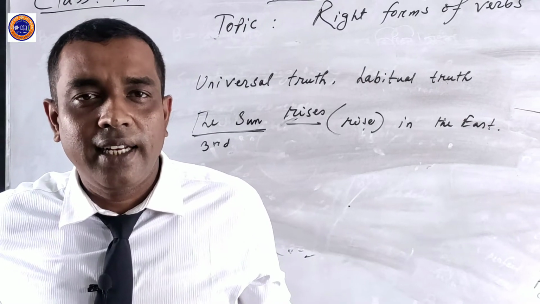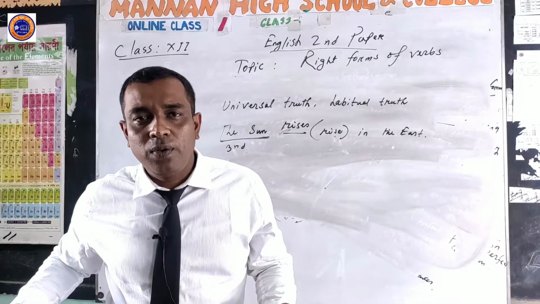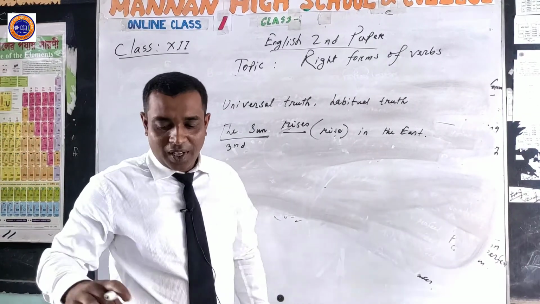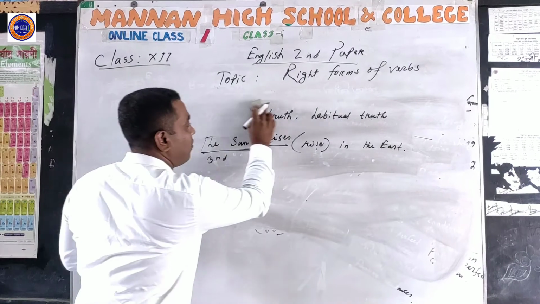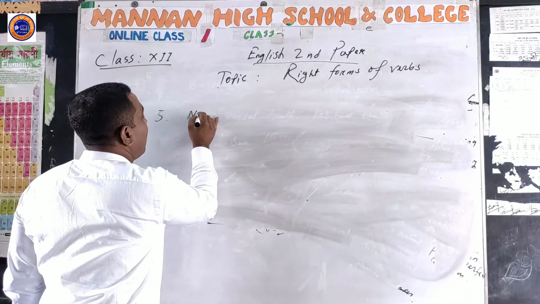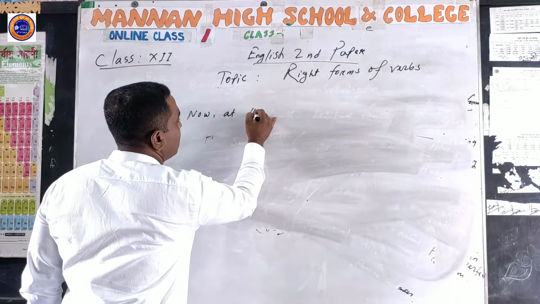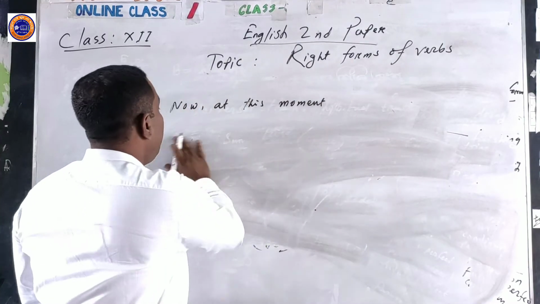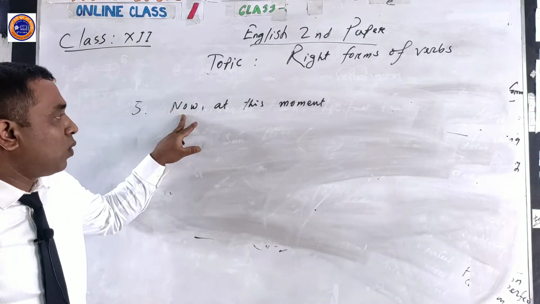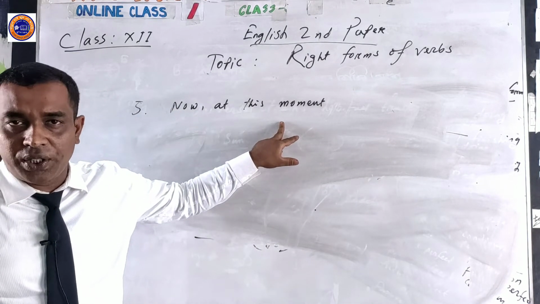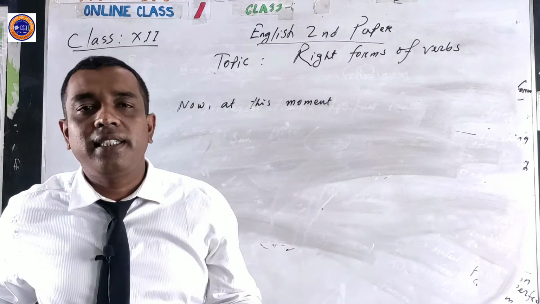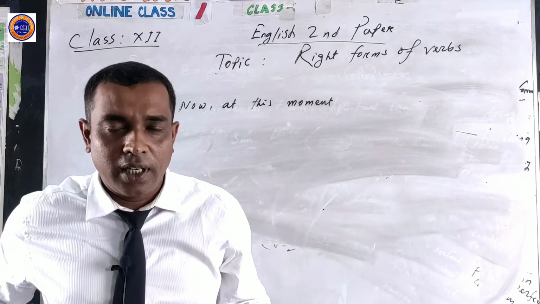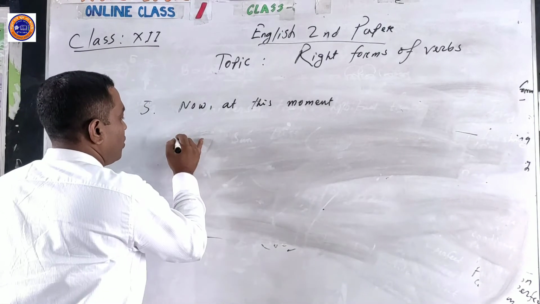And if you don't understand, try to go back to the lectures and try to understand this. Okay. So I am going to explain rule number 5. Now, at this moment, if these words, that is now, at this moment, are present in any sentence, you must understand that this sentence will be present continuous.